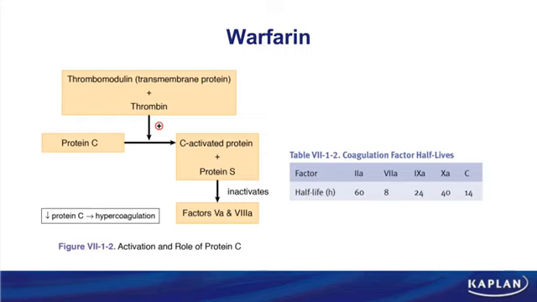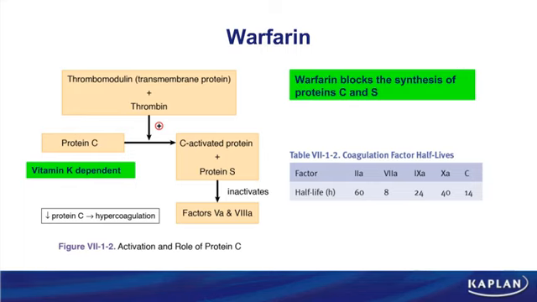In this diagram, we can look at the activation and the role of protein C. Remember that both protein C and protein S are vitamin K dependent endogenous anticoagulants. Ultimately, protein C and protein S are going to inactivate factors 5A and 8A. But think about what happens when you initiate therapy with warfarin. Since warfarin inhibits the synthesis of vitamin K dependent factors 2, 7, 9, and 10, it's also going to block the synthesis of protein C and protein S. And here's what's important about that.